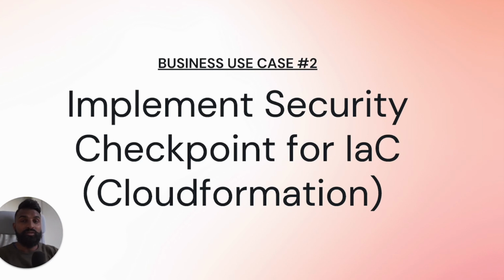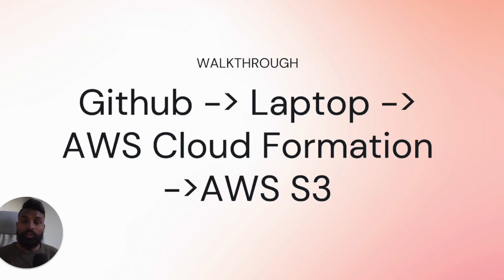The second business use case, which is kind of the security angle, you need to introduce security checkpoints onto the CloudFormation template. This can be done in many ways, and we'll go through it as part of the walkthrough as well. Typically, you would have a source code repository like GitHub or GitLab. You would download the code onto your laptop and then use that and your credentials from AWS to trigger the CloudFormation template, which would in turn build the infrastructure.